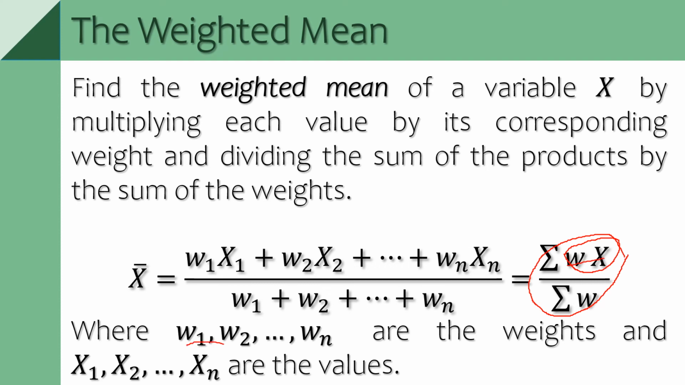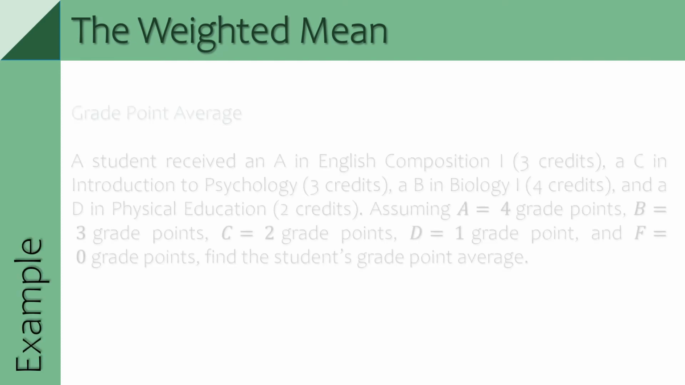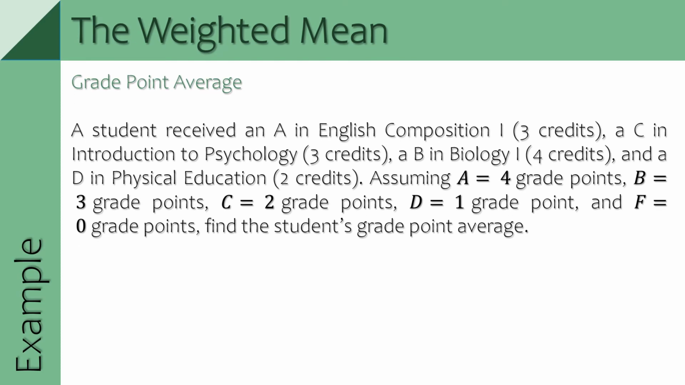Where w sub 1, w sub 2, up to w sub n are the weights, and x sub 1, x sub 2, x sub 3, up to x sub n are the values. So for example, breakpoint average: a student received an A in English composition, so that is 3 credits. A C in Introduction to Psychology, so that is 3 credits. A B in Biology, that is 4 credits, and a D in Physical Education is 2 credits.